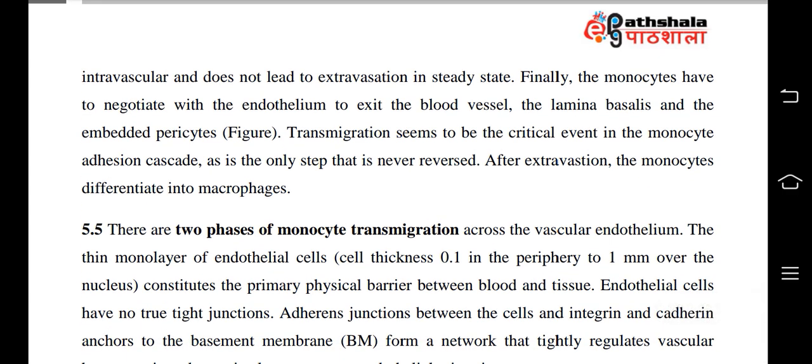Finally, the monocytes have to negotiate with the endothelium to exit the blood vessel, the lamina basalis and the embedded pericytes. Transmigration seems to be the central event in the monocyte adhesion cascade, as the only step that is never reversed. After extravasation, the monocytes differentiate into macrophages.